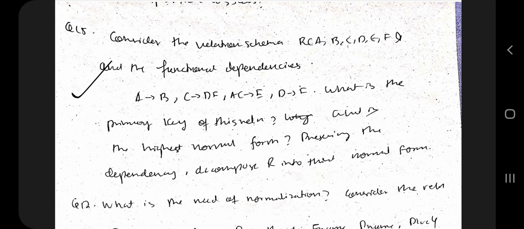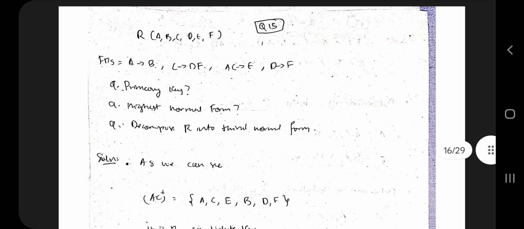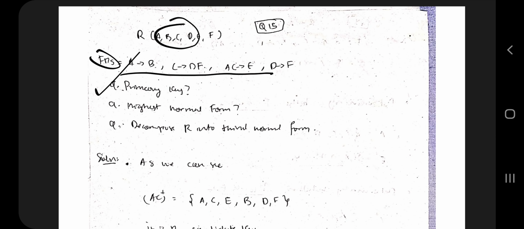This is the third type of question which could be asked. First one is minimal cover. Second one is about the closure property, question number 8. Third one is about finding out the primary key, highest normal form, decomposition of the third normal form, those type of questions. So let's see how to solve this type of question, and moving on to the answer part. So first I wrote here the relation, and FDs are here, and the three questions are primary key, highest normal form, decompose R into third normal form.